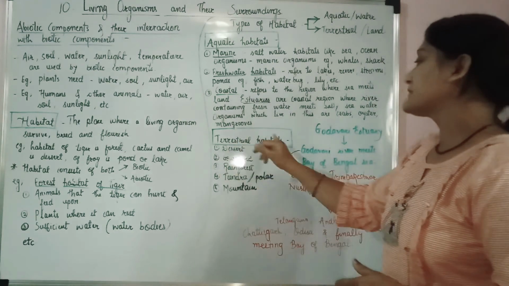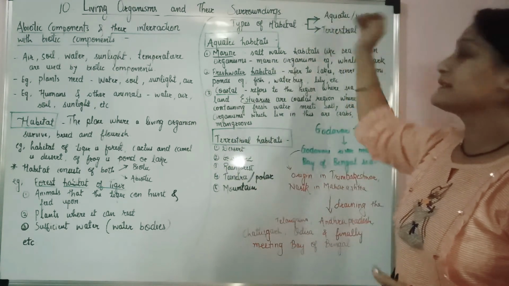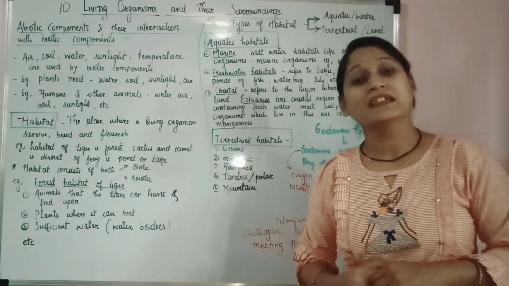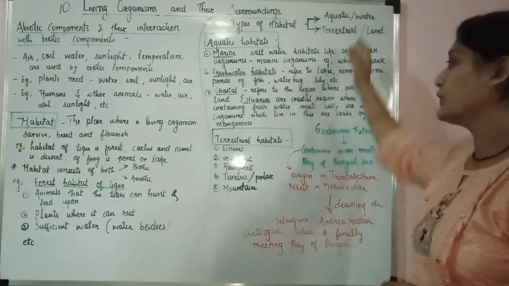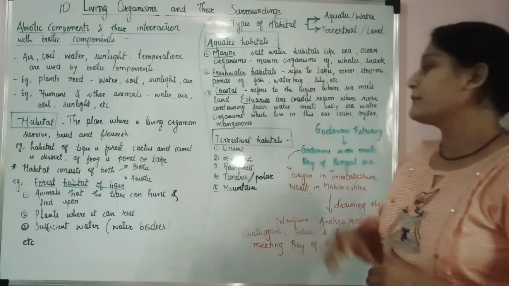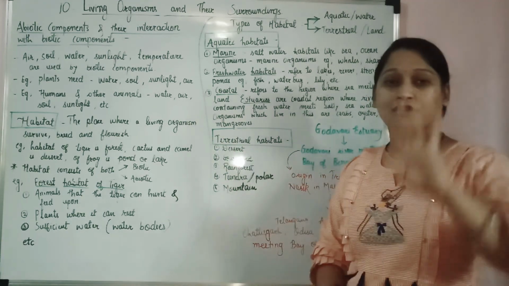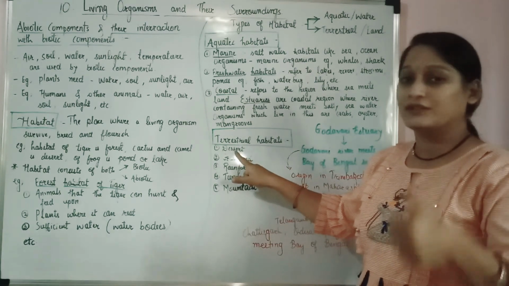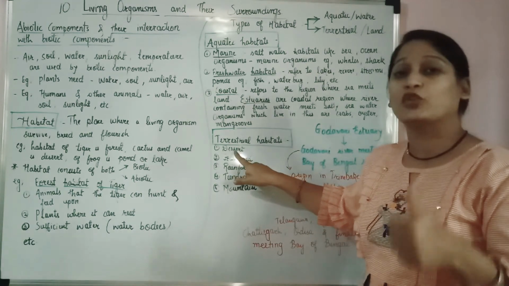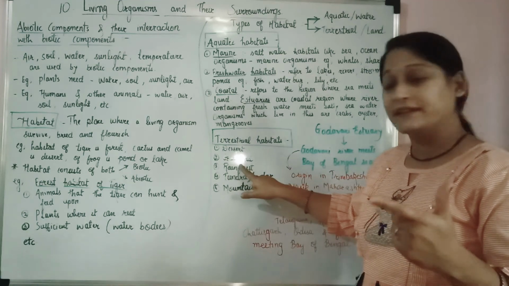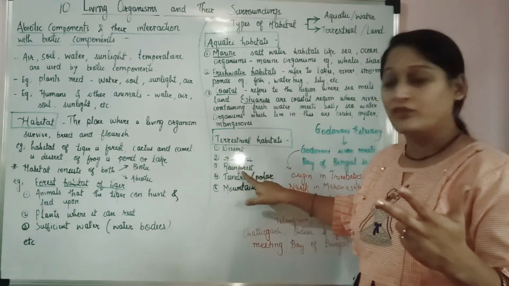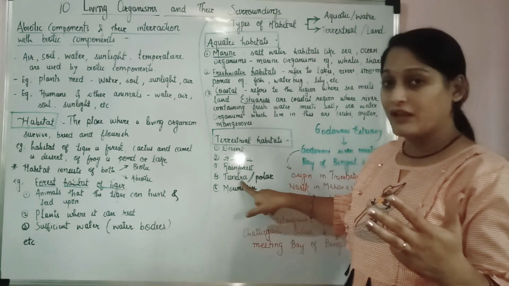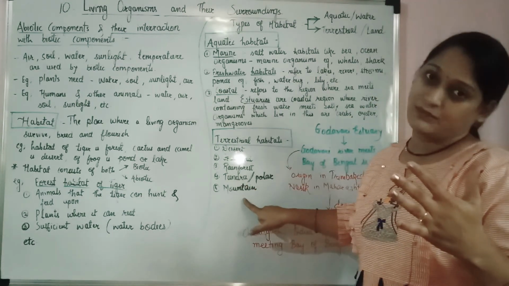Another type of habitat is the terrestrial habitat, where the animals are staying on the land but not in the aquatic or water medium. Terrestrial habitats are divided into five types. One is the desert habitat, where there is scarcity of water. Another one is the grassland habitat. The third one is the rainforest habitat. The fourth one is the tundra, also called the polar habitat. And the fifth one is the mountain habitat.